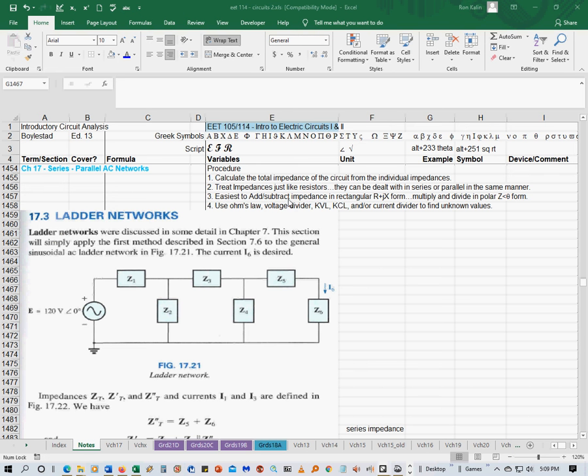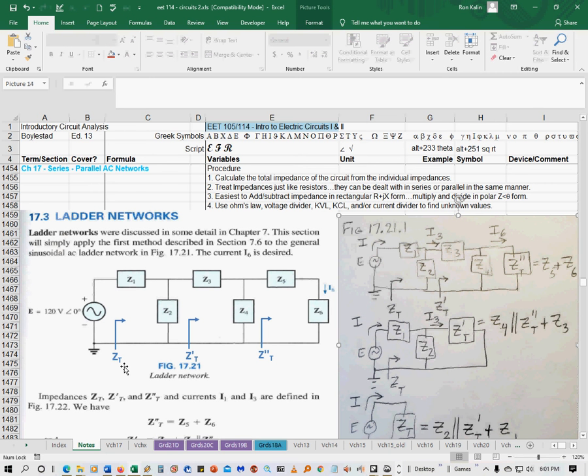It's easier to add and subtract impedance in rectangular R plus JX form, where R is the resistive component and X is the reactive component. Multiply and divide in polar Z angle of theta form. And then use Ohm's law, voltage divider, KCL, KVL, and or current divider to find unknown values.